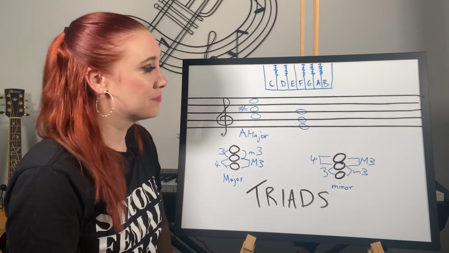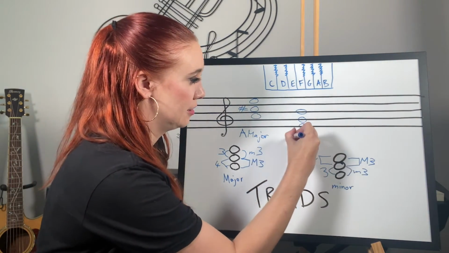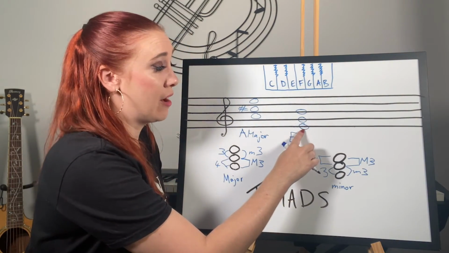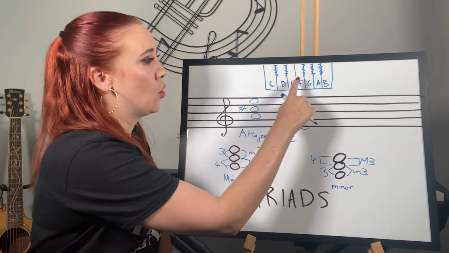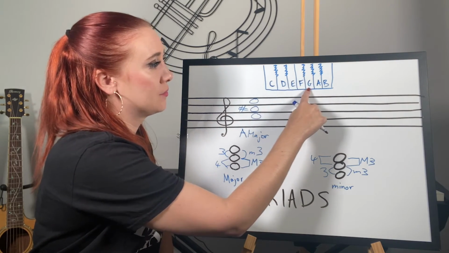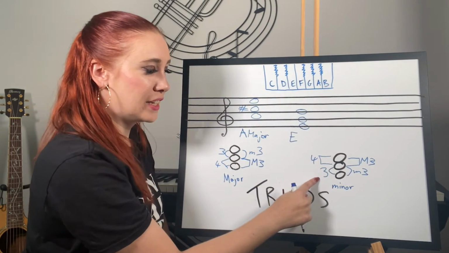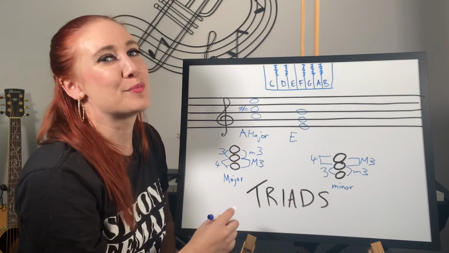Let's try our last one. Now it's starting on an E, so we know it's E something. Let's count our semitones between our E and our G. Remember, we don't count the first one. 1, 2, 3, and then G to B, 1, 2, 3, 4. 3 and 4, it must be minor.